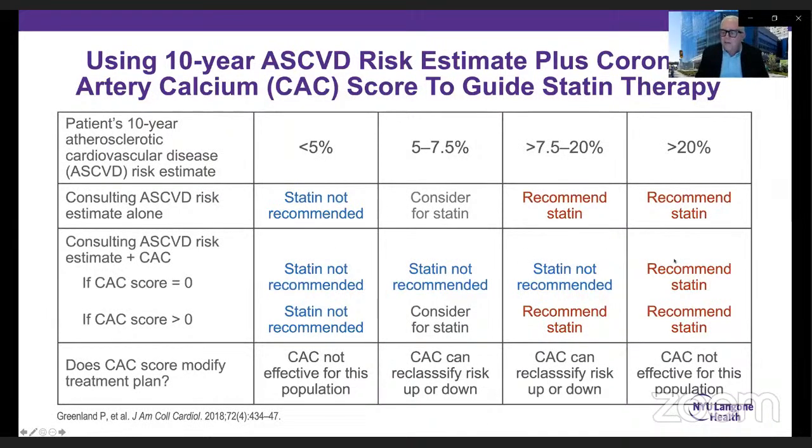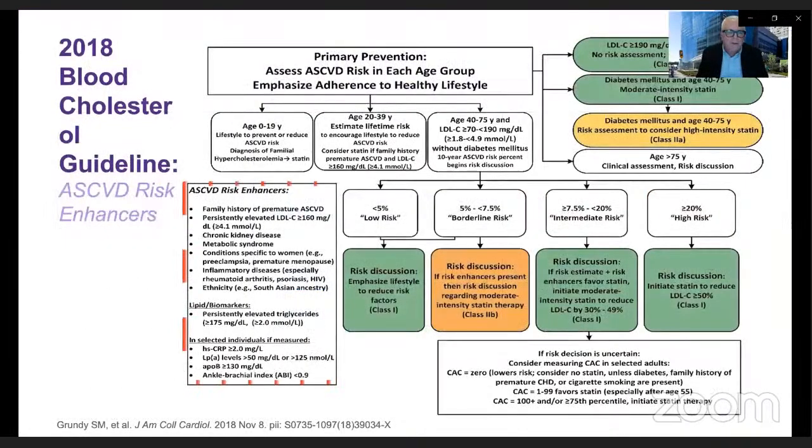Whereas in the low risk and the high risk groups, using a coronary calcium score will not actually change your therapeutic options. And so it's really only recommended in this group. But in addition, we have other tools that we can look at to further refine risk assessment in the primary prevention cohort. These are called the ASCVD risk enhancers. Many of these are things that we would do anyway as part of a good history and physical. Family history of premature ASCVD, persistently elevated LDL greater than 160 milligrams per deciliter, patients with chronic kidney disease, metabolic syndrome, conditions specific to women such as preeclampsia and premature menopause, inflammatory diseases, rheumatoid arthritis, psoriasis, etc., and South Asian ancestry.